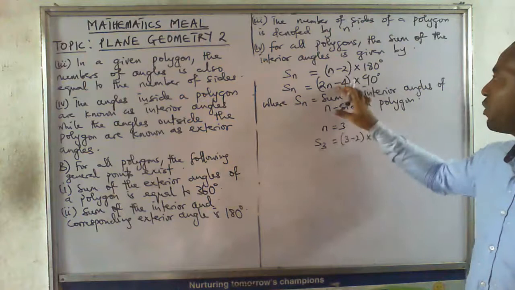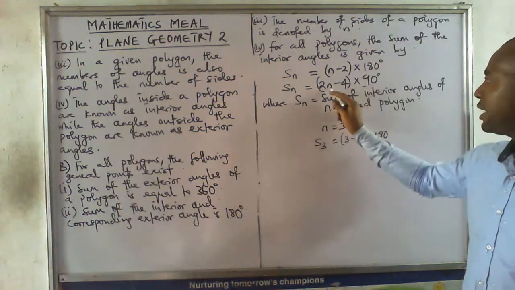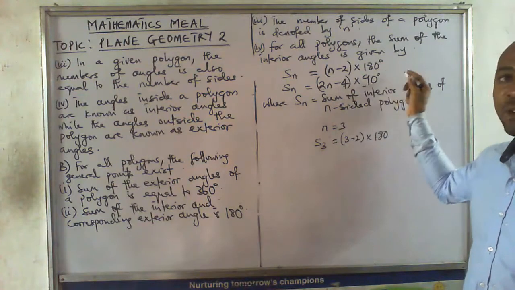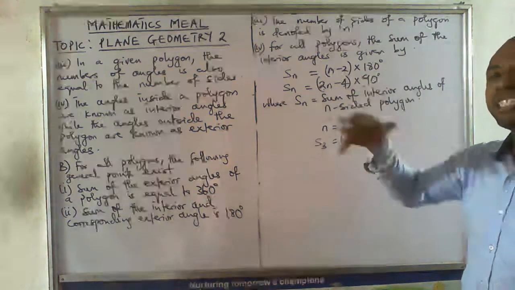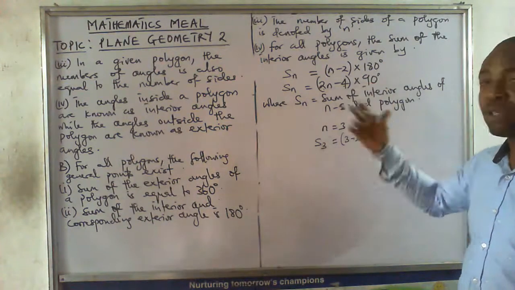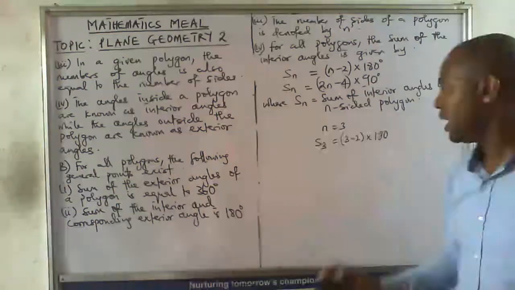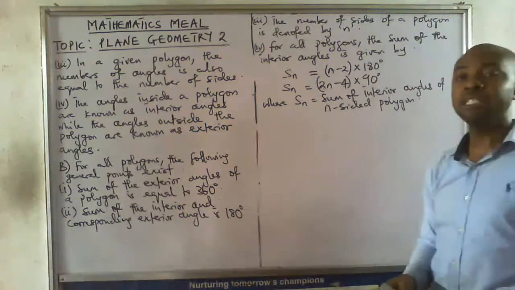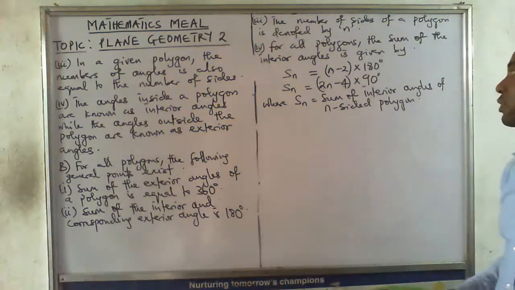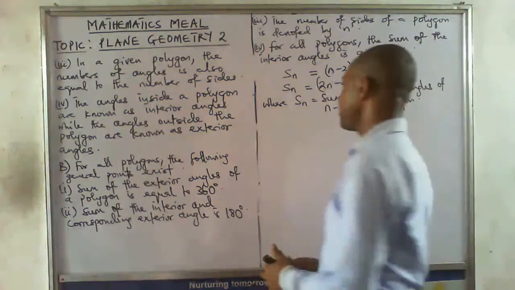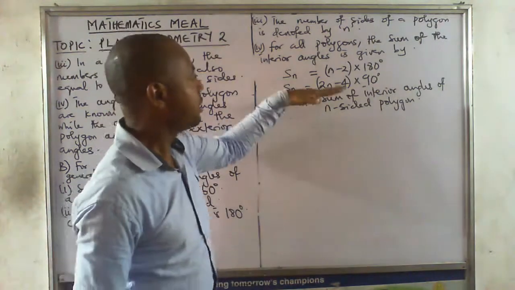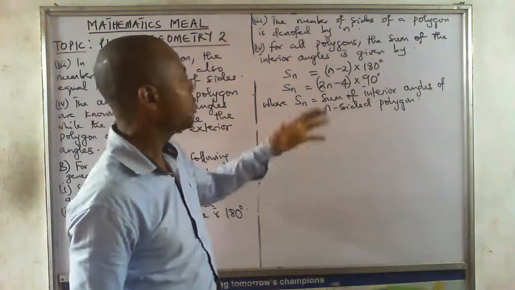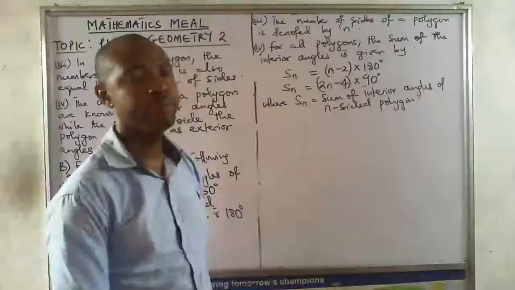Now, how many right angles are there if we move with this? 3 times 2 gives us 6. 6 minus 4 is 2. So we have 2 right angles in a triangle, so that when 2 multiplies 90, we have 180. In some cases, they may give you the sum of angles in a given polygon in terms of right angles. So this is the expression for the sum of the interior angles of a polygon. All right.